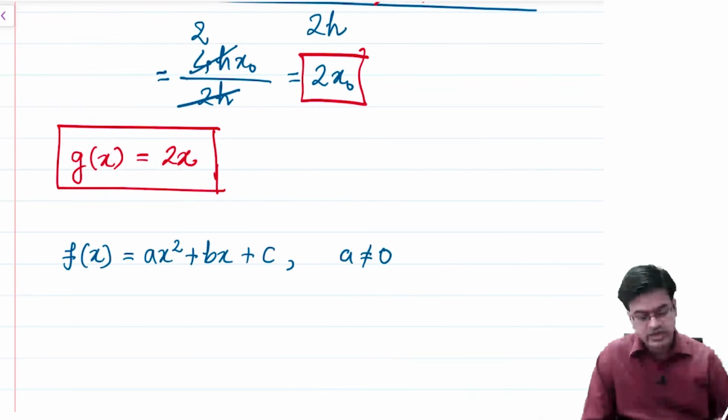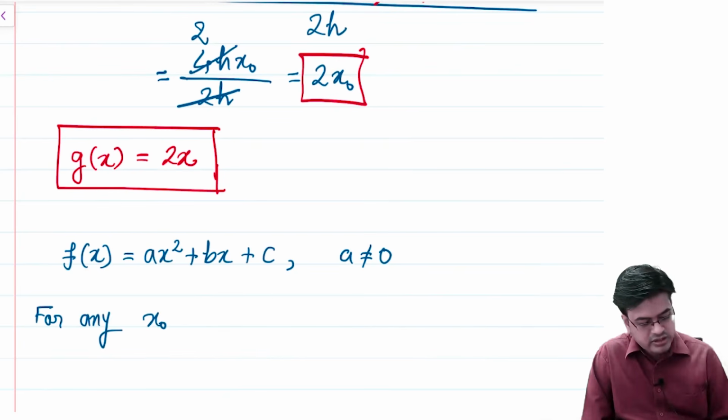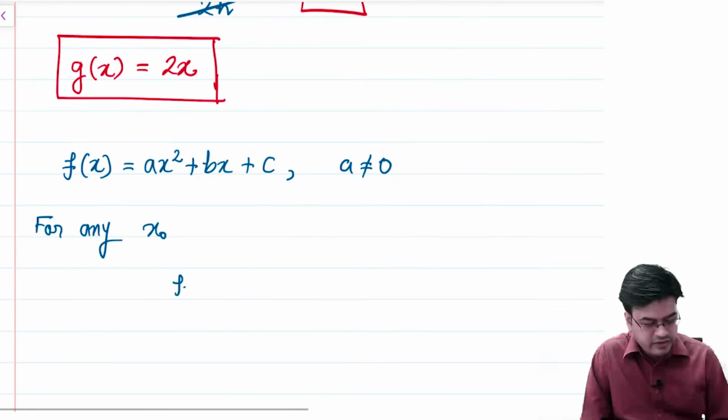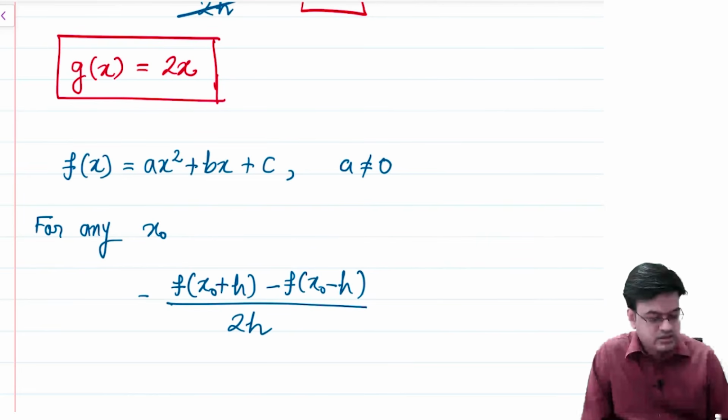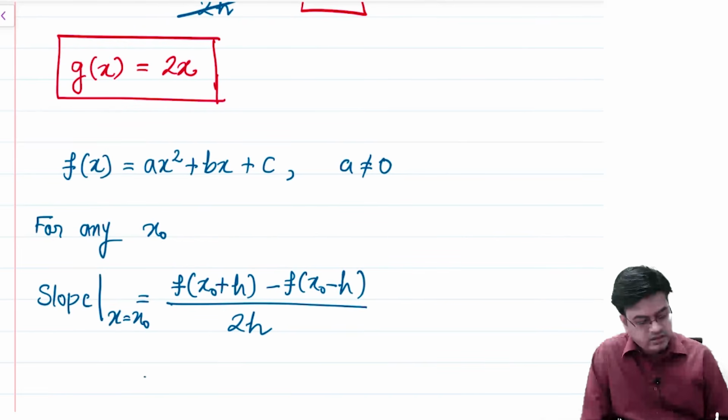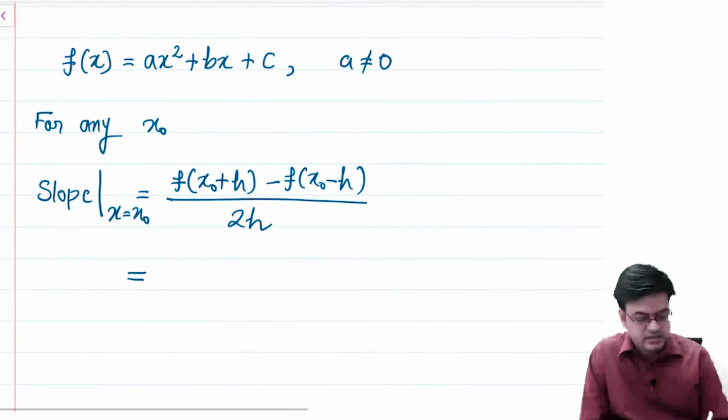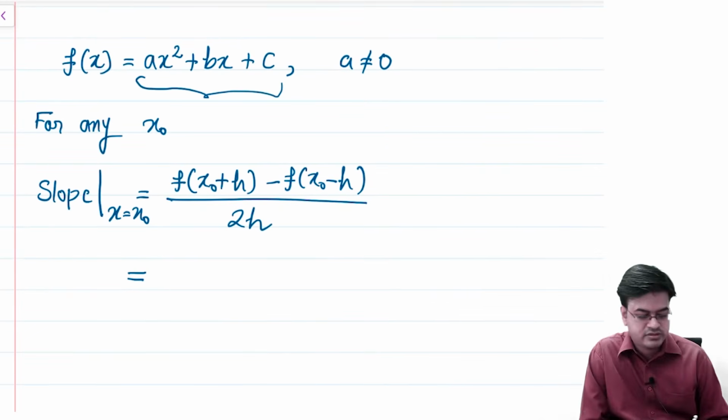Now let us see how to calculate the slope of this particular function. Again, use the same logic for any point x naught. Any x naught, I have defined the slope as f of x naught plus h minus f of x naught minus h upon 2h. This is the slope at point x is equal to x naught.